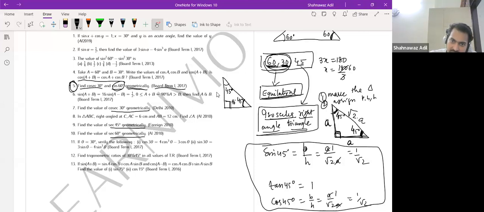Then I assign some side: this is A, this is A. Then I can calculate the hypotenuse, which would be root 2A. Now I have all the information about this triangle, so I can calculate all the trigonometric ratios of 45 degrees. Is this clear?